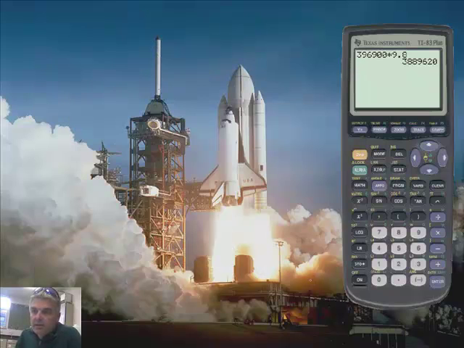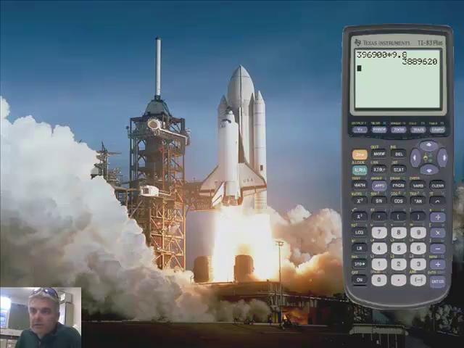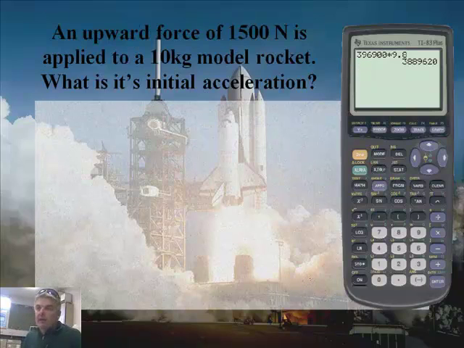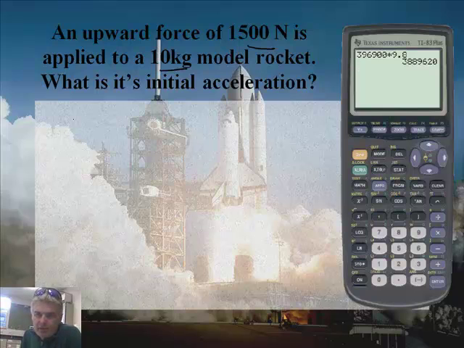All right, now let's take a look at a second problem. Where did it go? My second problem has disappeared. I must find it. Okay, hold on a second. And here we have an upward force of 1,500 newtons applied to a 10-kilogram model rocket. What is its initial acceleration? We kind of need to draw a picture on this one. This one's a little more confusing.